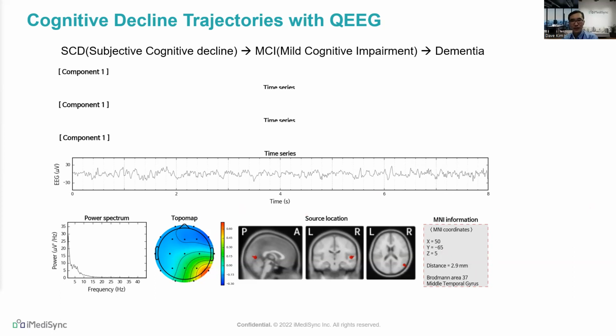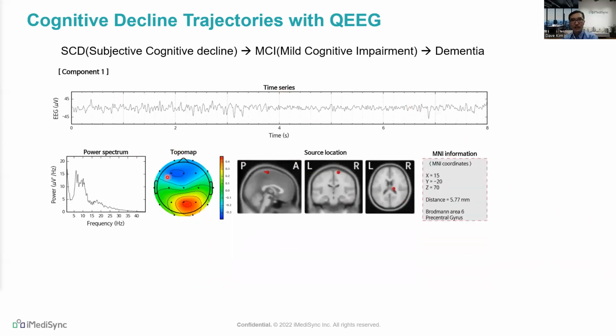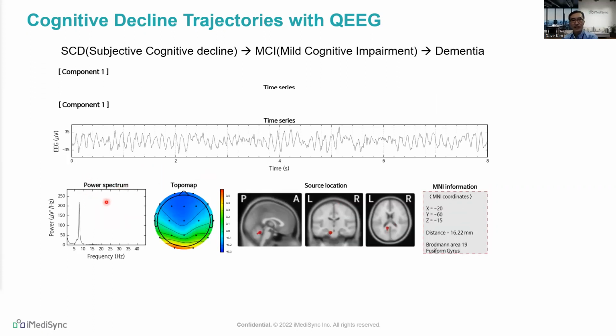So the 19 component, especially for eyes closed condition, first component is definitely posterior dominant alpha rhythm. But in the SCD, first component is posterior alpha with broad spectral bandwidth in this case, and alpha peak frequency is still around the 10 Hertz, and slow frequency starts to increase in the MCI.